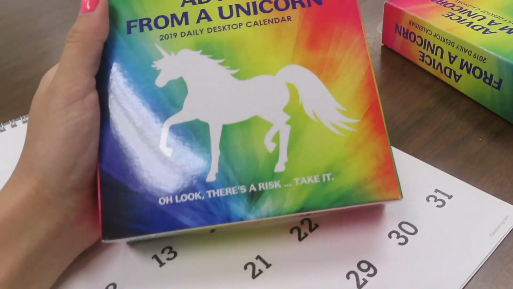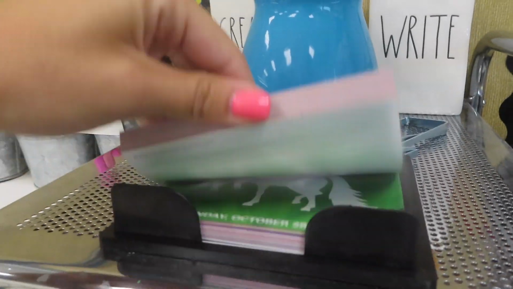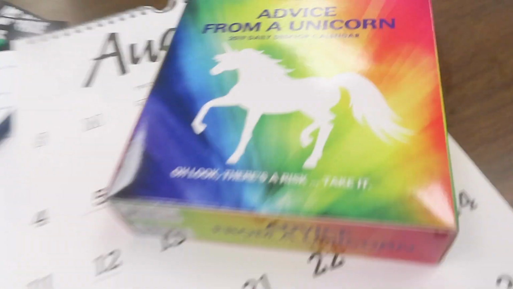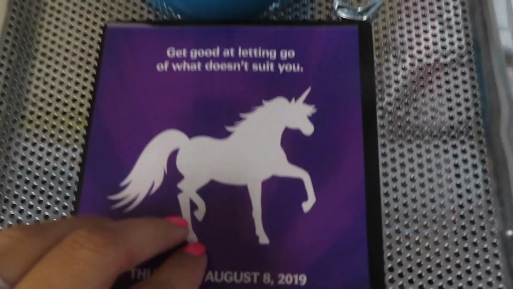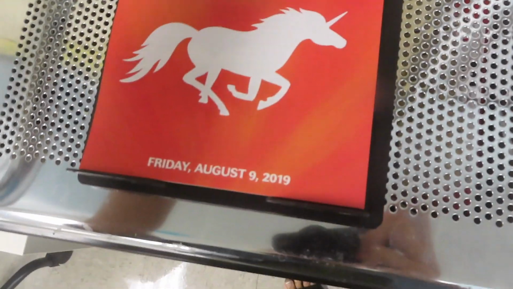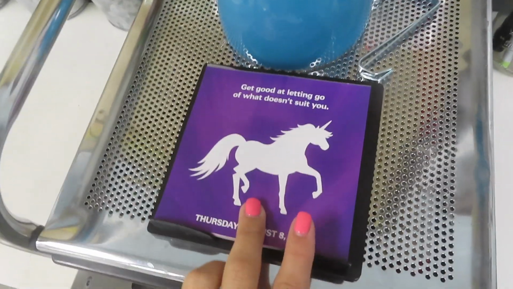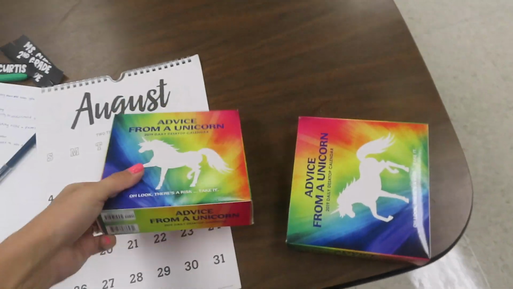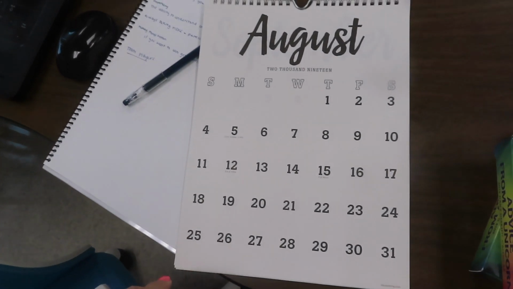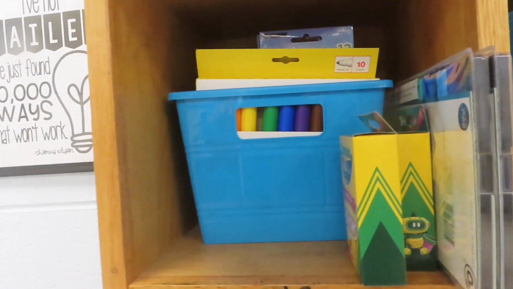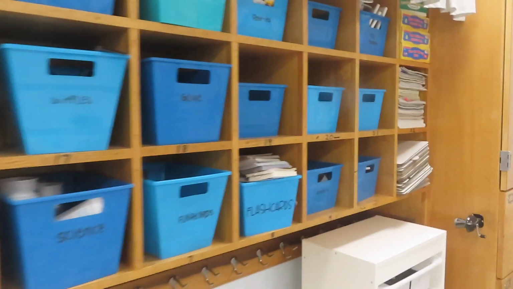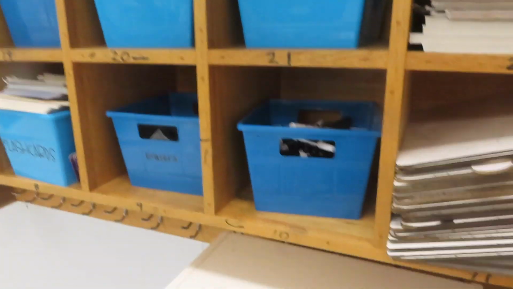Okay, these are just kind of silly, but it made me laugh. It's one of those by-day calendars, and it's called Advice from a Unicorn. And they're just little silly things like get good at letting go of what doesn't suit you, laugh often and loudly, treat yourself. I thought that was cute, so I got one of those, and I got two to give away. Got a little normal calendar. I got a few things of crayons, a few things of markers, some pencils that need to be sharpened, some glue sticks, just normal supplies, really. Some dry erase markers.